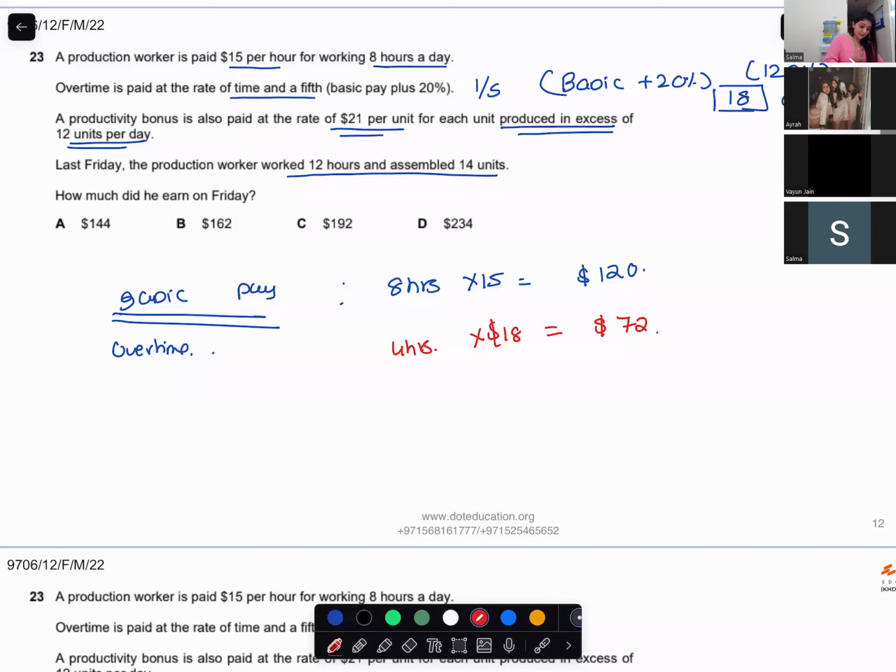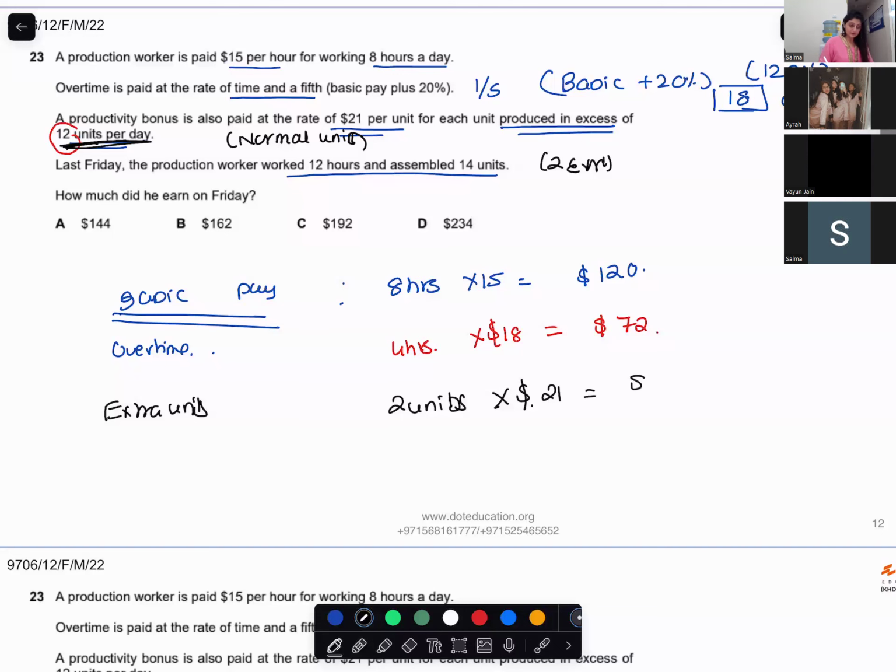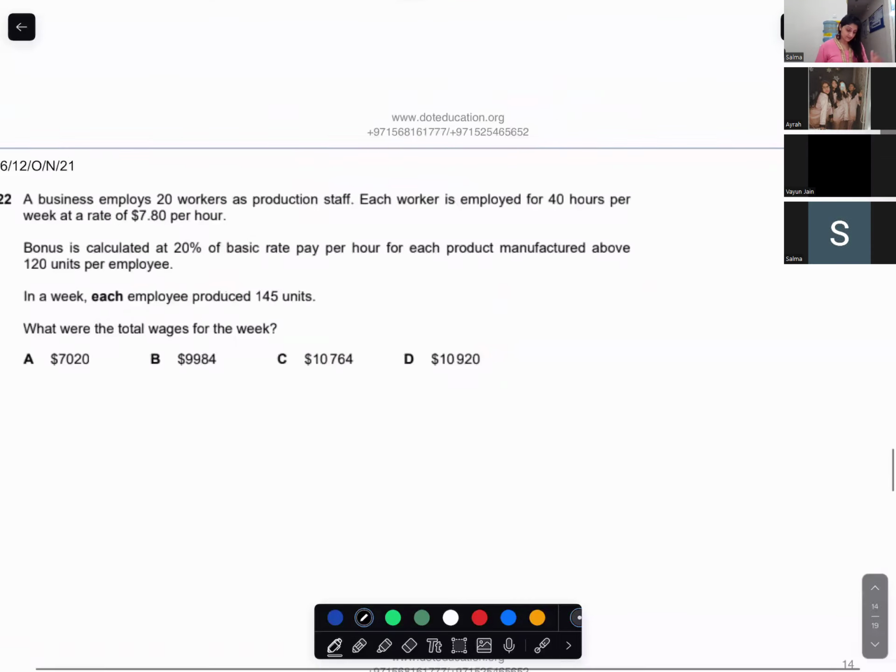If you produce more than 12 units, that means now extra units. How many? 12 units per day. 12 is the normal units? Yeah, and assembled 14, so 2 extra. 2 extra into $21. Total? Okay. Option D. It was very easy. Yes. Go to the next one.